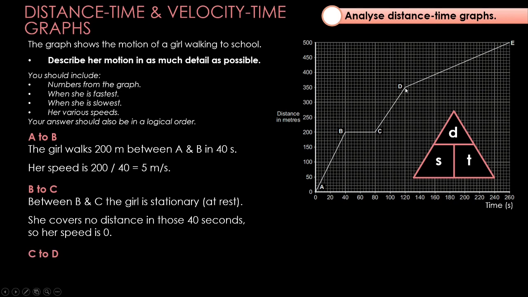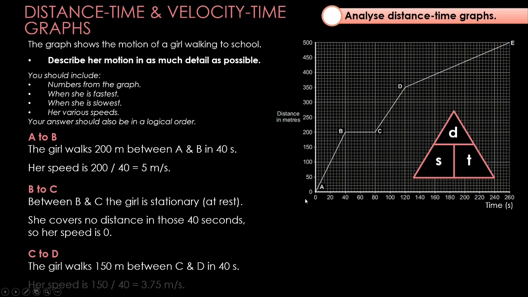We're moving again. We have a gradient to this line. It's a steep line. The girl walks 150 meters, so she goes from 200 up to 350, so 350 minus 200 is 150 meters, and it takes 40 seconds, from 80 to 120, 40 seconds. Her speed was 150 divided by 40, so 3.75 meters per second.